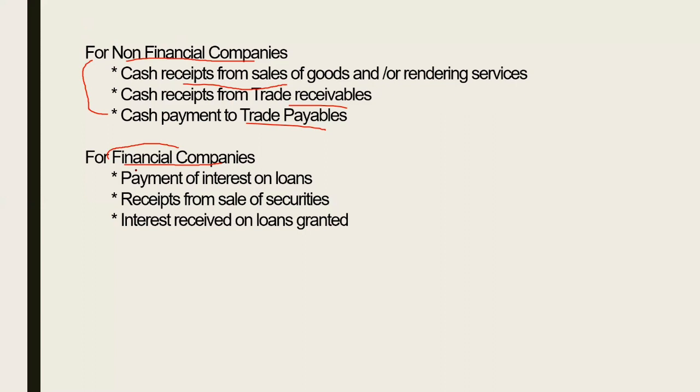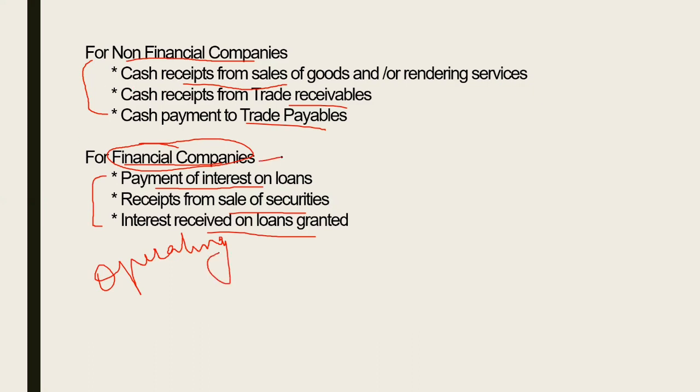If a company is financial, that means it deals generally in finance. For that company, operating activity can be interest paid on loan, receipt from sale of security, interest received on loan. These all are operating activities for a financial company. These are not operating activities for non-financial companies. But if the company is financial, that means it generally deals in finance related activities, then these transactions become operating activities for them.